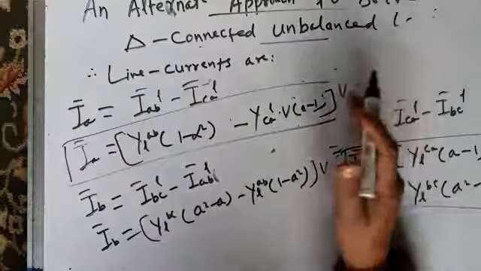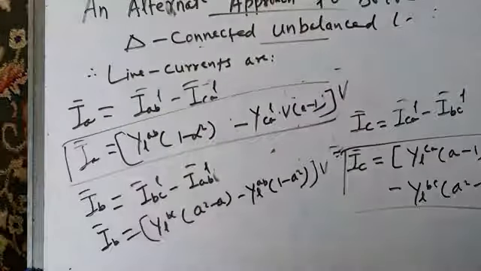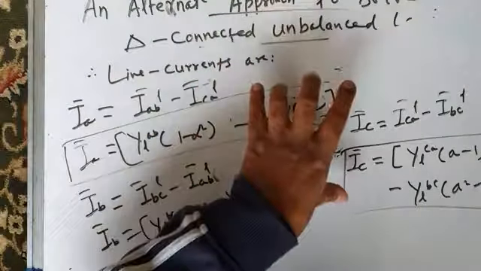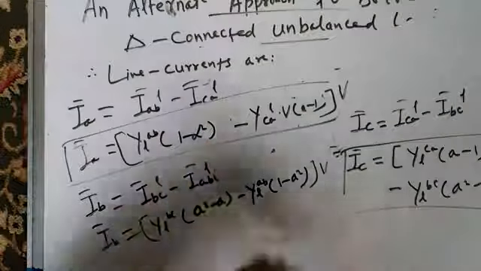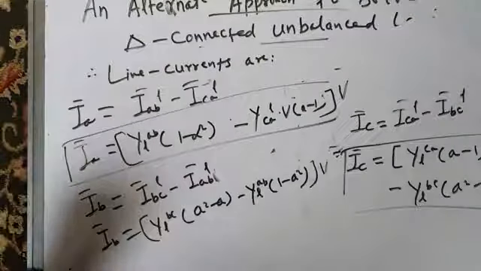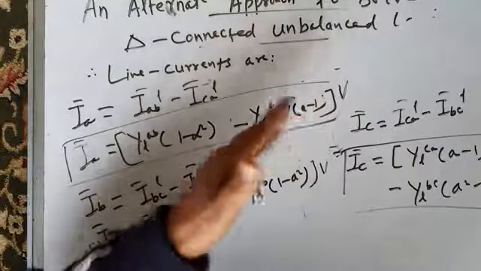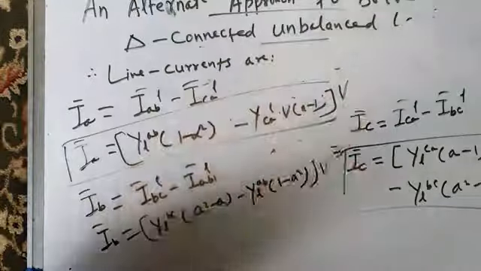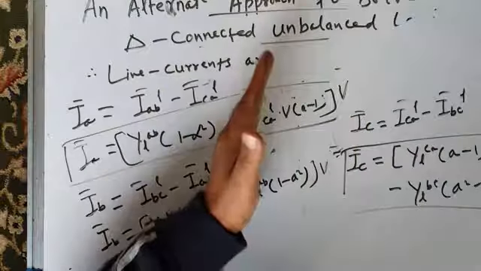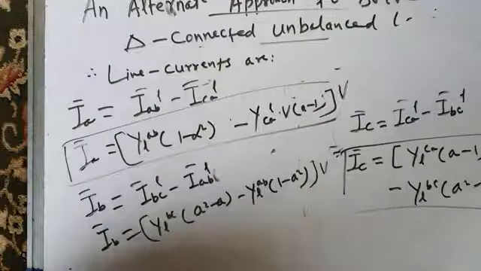You did not need to transform the delta into an equivalent Y. In the previous method, what we were doing: we had a delta connected unbalanced load. First step was to transform that into its equivalent unbalanced star connected load. After that, find the neutral to neutral voltage. After that, find the line currents IA, IB, IC. In this case, what did you do? You had a delta connected load, of course unbalanced. You did not transform it into an equivalent Y connected load. You kept the delta as it is, and since you did not transform it into an equivalent Y connected load, you are not supposed to find the neutral to neutral voltage.